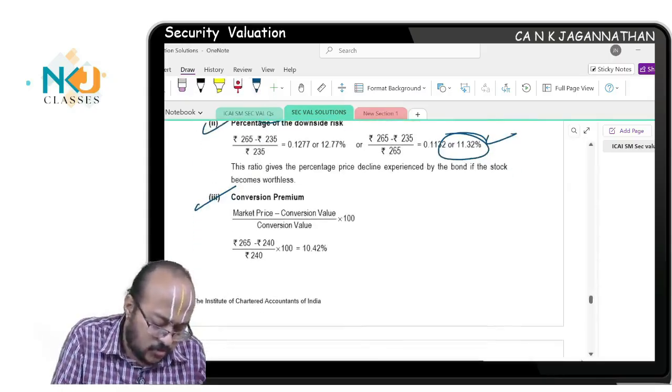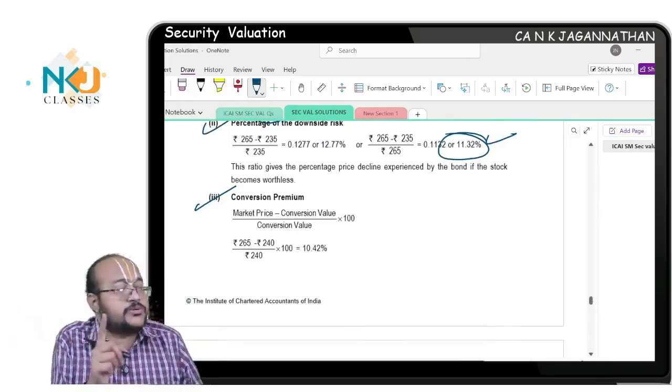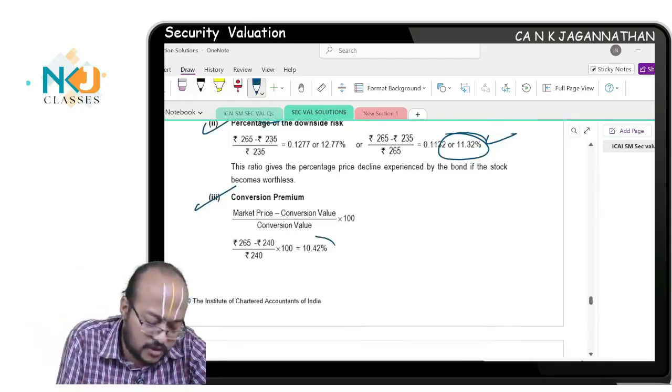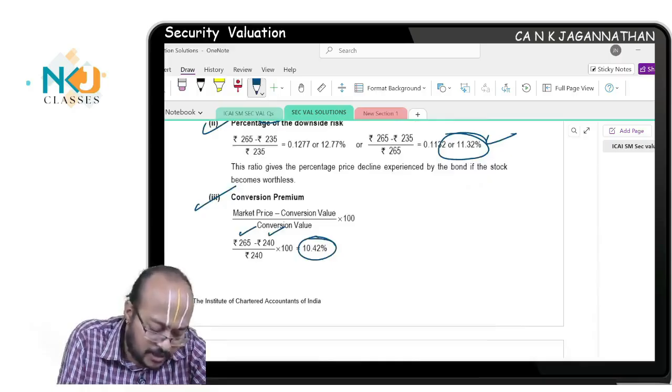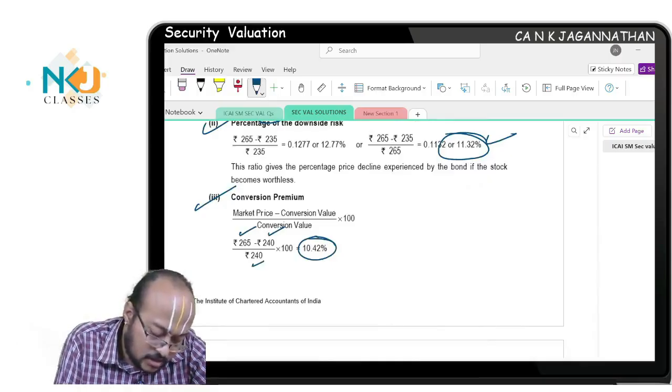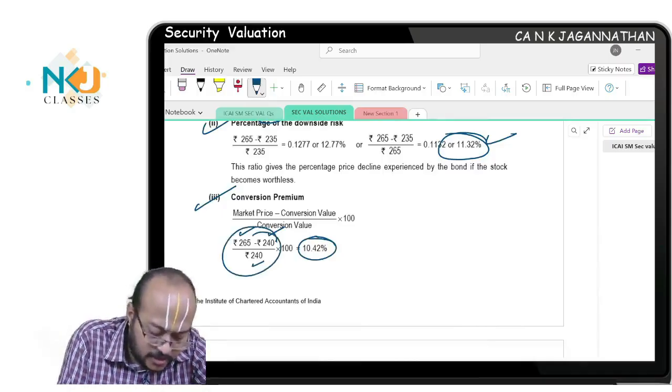Conversion premium. What have they done? Yes, of course, conversion premium. Now they are also asking for the conversion premium. We already solved it. 265 minus 240 divided by 240. Yes, this is correct. The denominator 240 is correct.